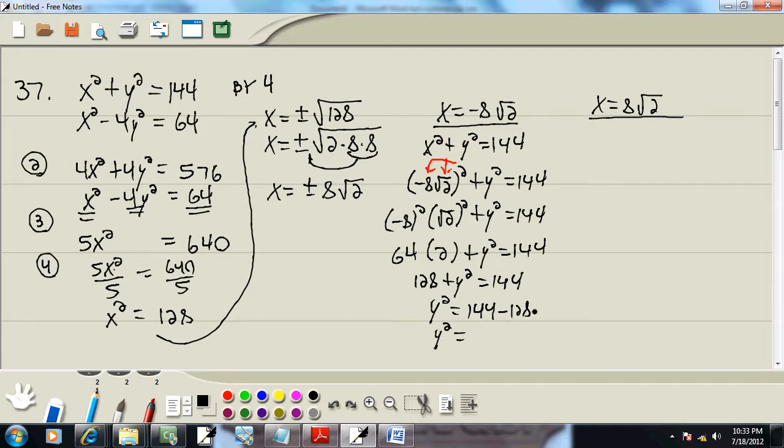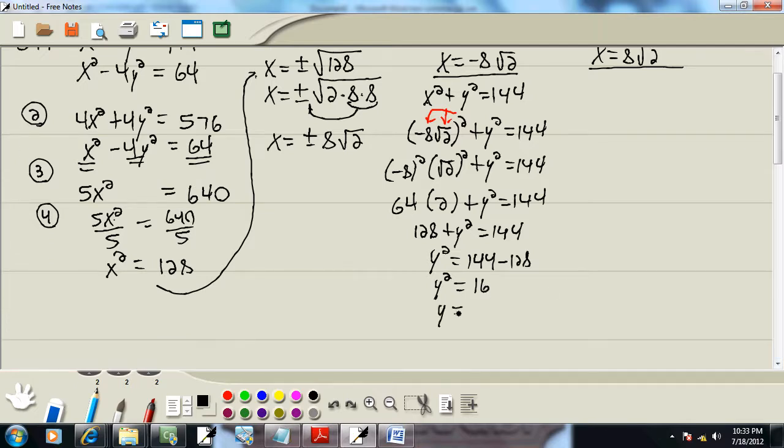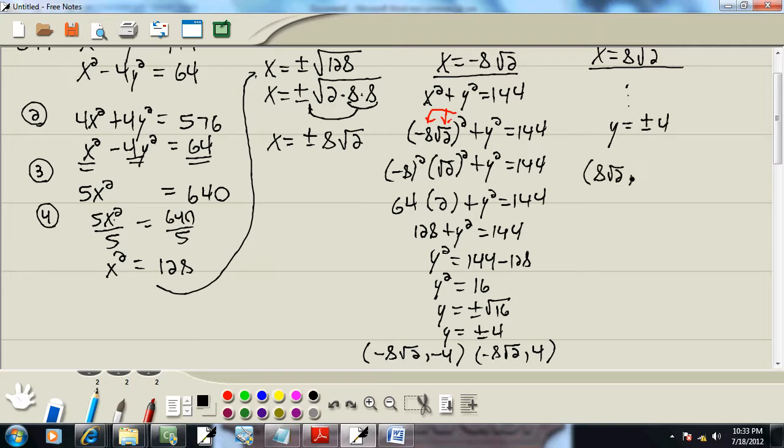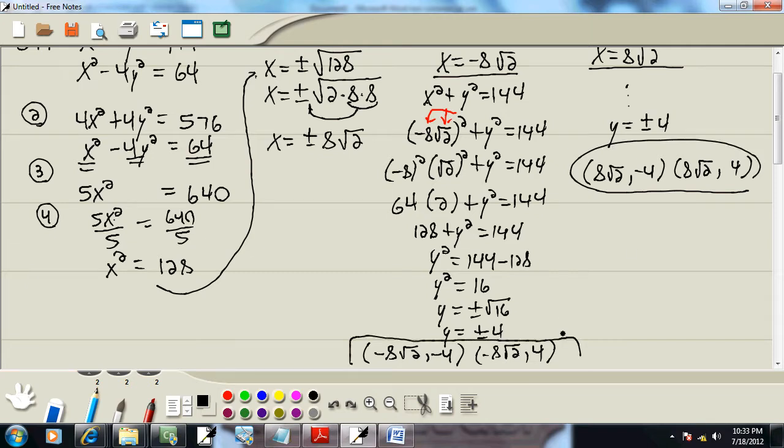And it gives us 16, I think. Which then gives us, drop the squared, put a plus or minus square root around the other side, and the square root of 16 is 4. So the answers off of this one will be negative 8 square root of 2, negative 4, and negative 8 square root of 2, positive 4. Again, it doesn't matter. When I plug it into here, I'd get the same answer, so we're still going to get y is equal to plus or minus 4. So this one will be 8 square root of 2, negative 4, and this will be 8 square root of 2 and positive 4. So those are going to be our 4 answers.